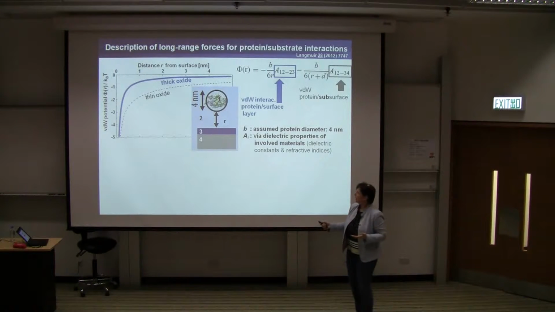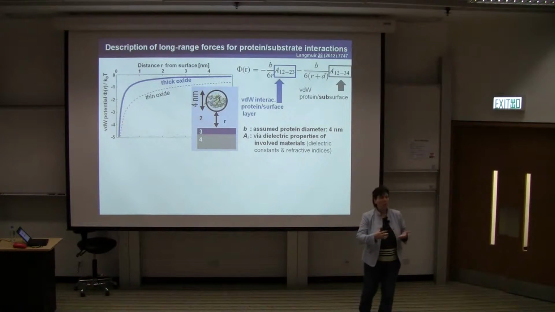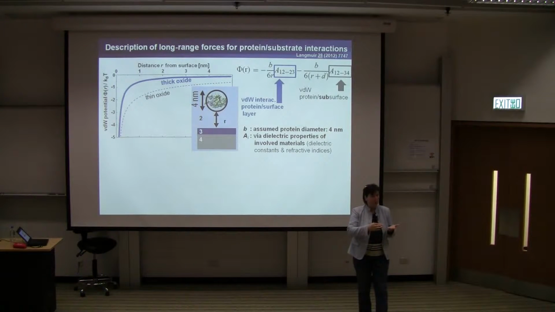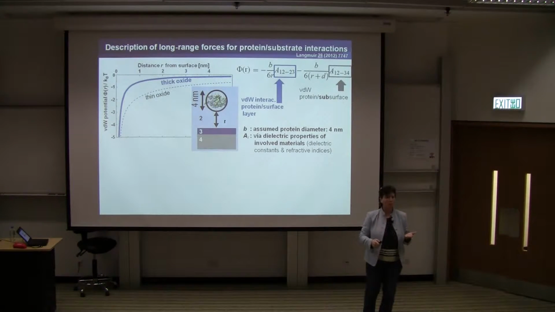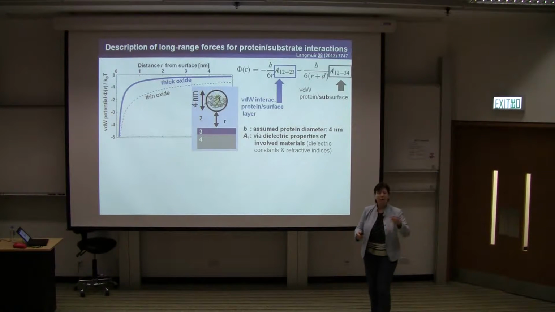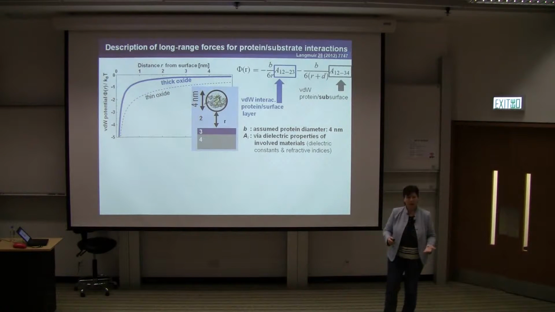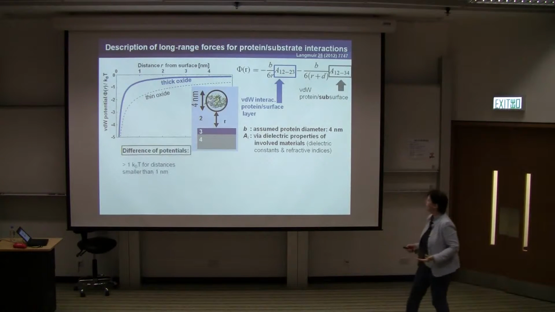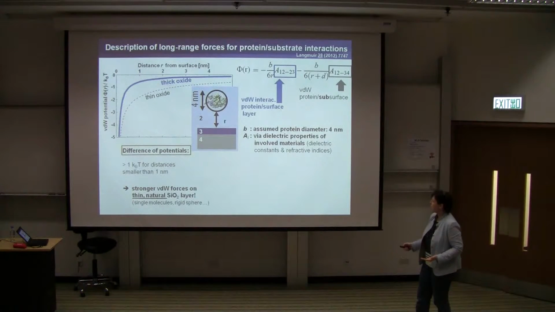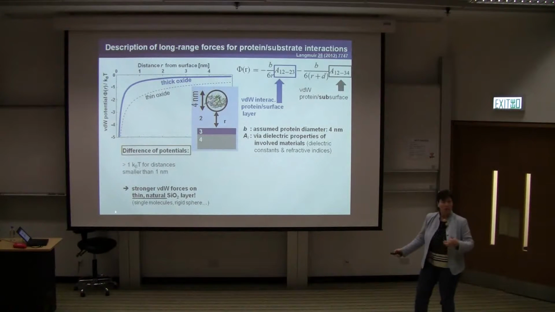In other words, if we flush a protein solution over these different types of oxides, we should get much more adsorbed proteins on the thin silicon dioxide, right? Because proteins feel the underlying silicon. So the stronger van der Waals forces are always on the thin, natural silicon dioxide layer. So this is just an expectation.